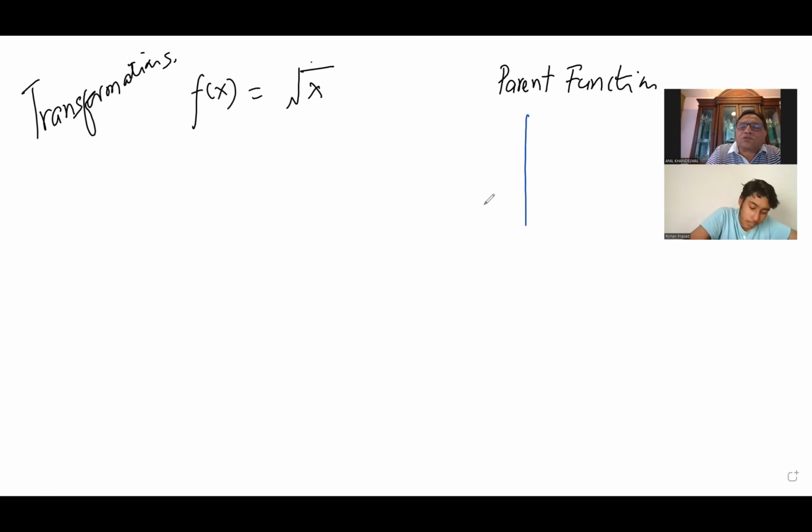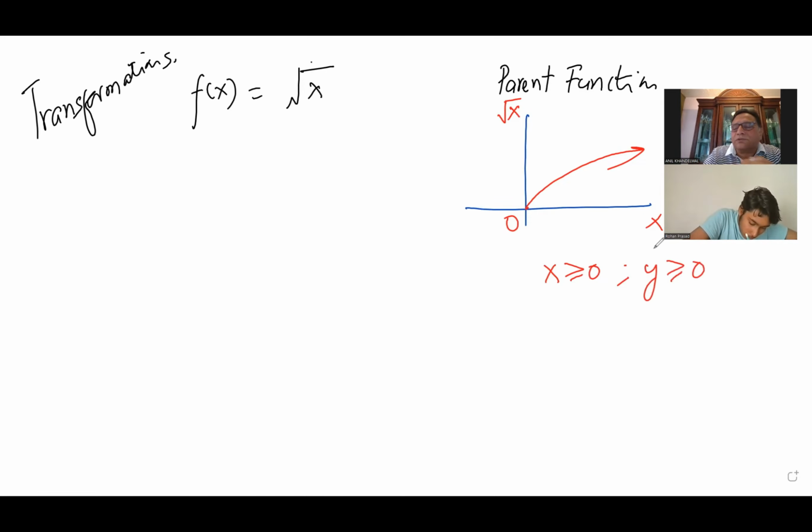As you know, square root x, if you sketch it, it will look like this, right? Yeah, and it's only in the first quadrant as well. Yes, it is only in the first quadrant. So we know that x is greater than or equal to 0 and y is also greater than or equal to 0, right? So that is the square root x function.